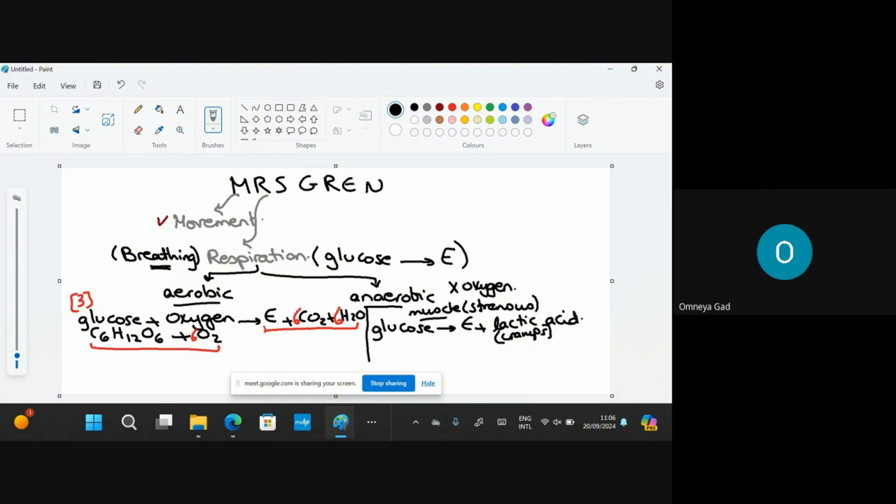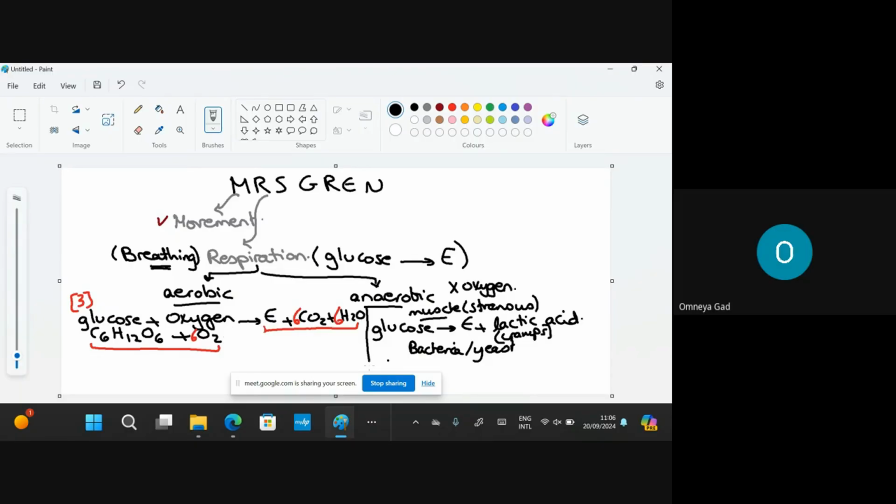What about the other type of cells which do anaerobic respiration? They are bacteria cells, and not all bacteria cells. For some of the bacteria cells, oxygen is toxic, so they go through anaerobic respiration. And this also happens with yeast.